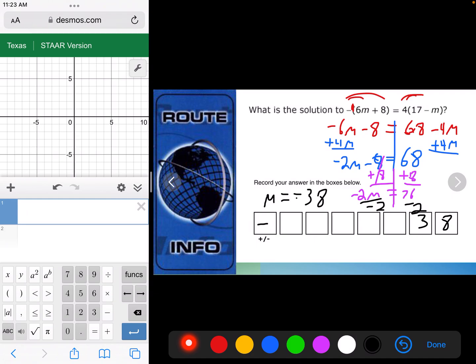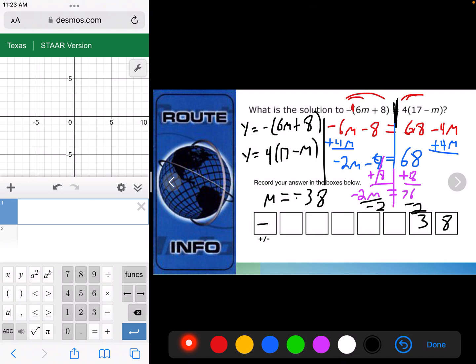All right, now, another way to do this, our second definition of solution: the solution can also be the intersection of two lines. Well, how could I separate this into two different equations? Like what we did recently with another subject, if we split it at the equal sign, we can graph y equals negative 6m plus 8, and I can graph y equals 4 times 17 minus m.